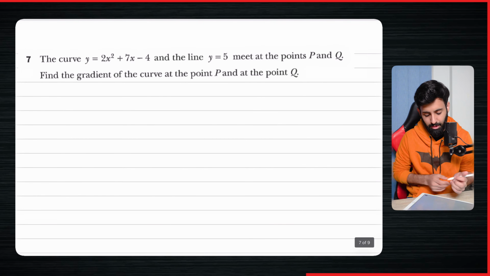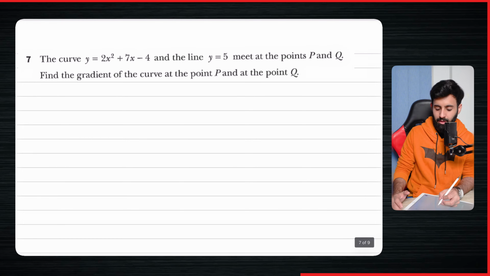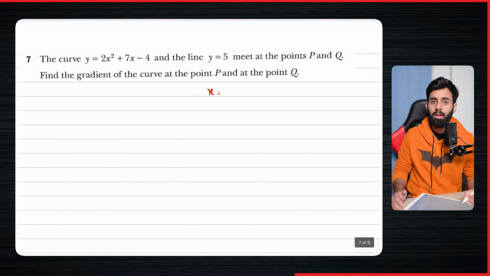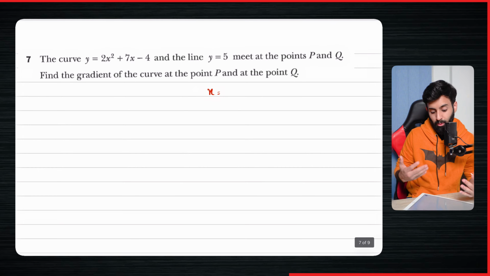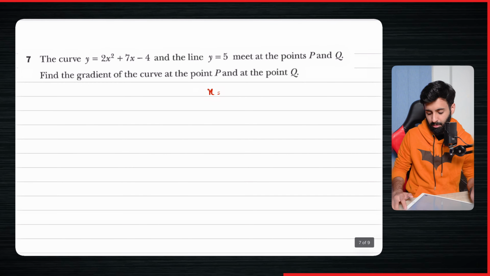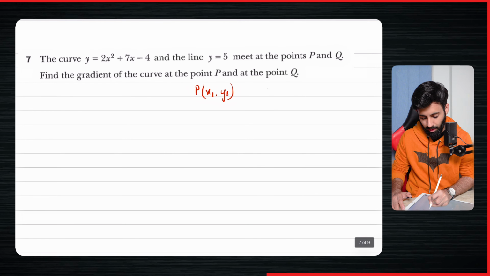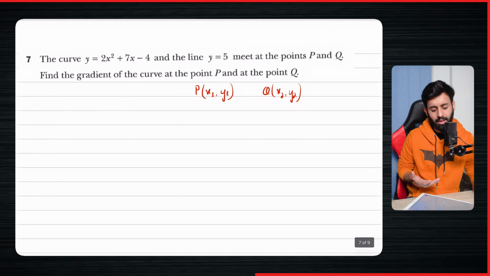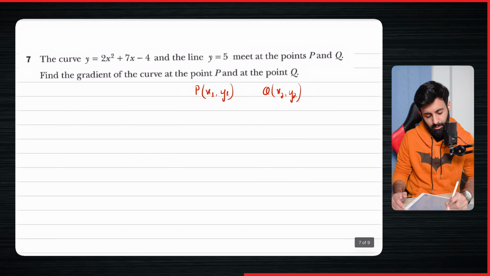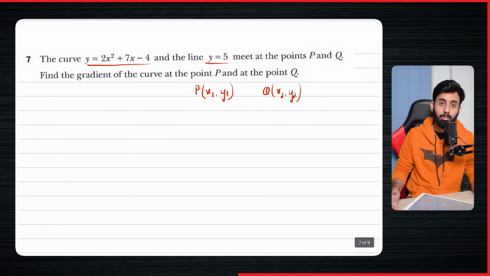Now remember, if you wish to find the gradient through dy by dx, the only thing that you want is the x-coordinate, or in this case, the x-coordinates because there are multiple points. You have point P and you have point Q. So let's say point P has coordinates (x1, y1) and point Q has coordinates (x2, y2). But what exactly are P and Q? P and Q are the points at which this curve and this line meet.